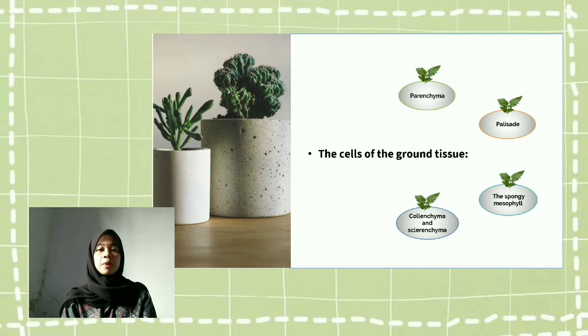I will continue the material which is about the cell of the ground tissue. Based on the research from Mrs. Ratu, the ground tissue cells are divided into four. The first is the parenchyma cell. Parenchyma cells are the least specialized of plant cells. They are characterized by having intercellular air spaces within. Parenchyma cells are regarded as the basic cell from which other cells have evolved.